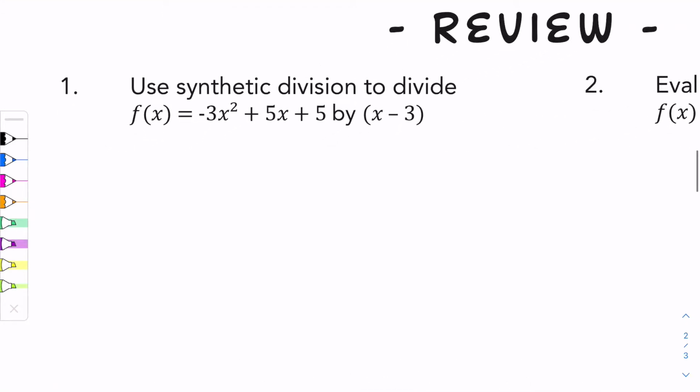Number 1 is synthetic division. We have 3x squared plus 5x plus 5, and we're dividing this by x minus 3. X minus 3 would give us the synthetic divisor of 3.